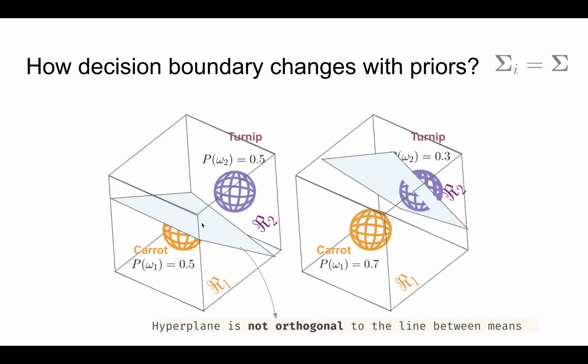Here is an example showing the same hyperspheres. We have the carrot and turnip. However, one difference in this plot as compared to the previous plot that we saw is that the hyperplane is no longer orthogonal to the line that joins the means of these two spheres. It is at an angle. Again, if we increase the value of priors, we see that we can shift the decision plane to either of the sides based on which prior we are increasing.